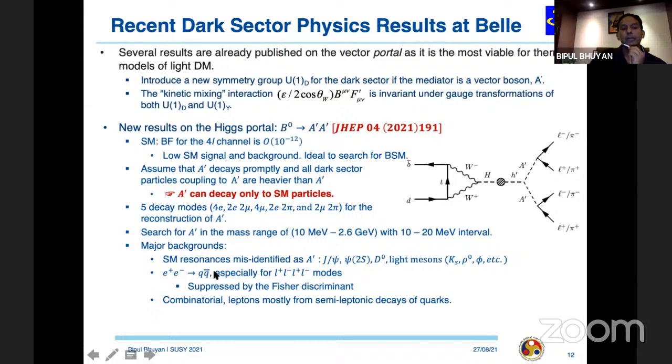The major backgrounds are coming mostly from standard model resonances which are being misidentified as A prime. Some examples can be J/psi, psi(2S), D0, light mesons, for example the K short, rho naught, and also the phi. And you can also have backgrounds coming from e plus e minus going to q qbar processes, particularly for the 4 lepton channels. And of course, you can have various combinatorial backgrounds with leptons, mostly coming from the semileptonic decays of quarks.